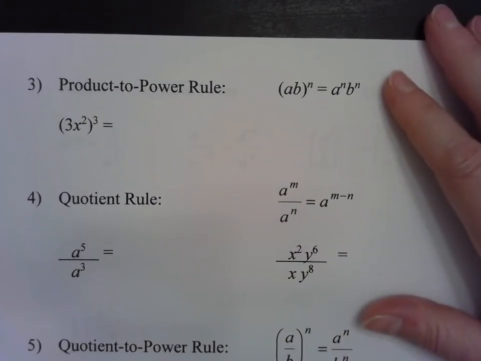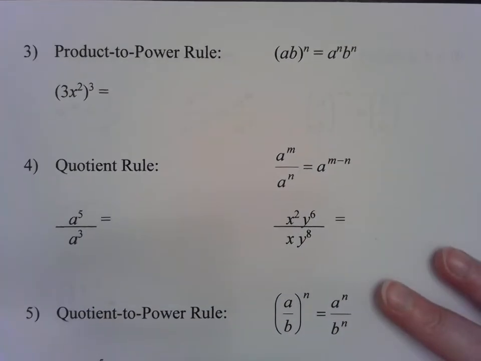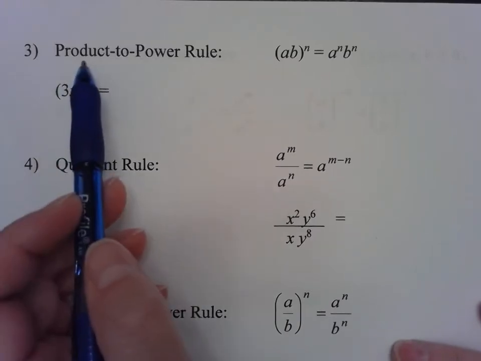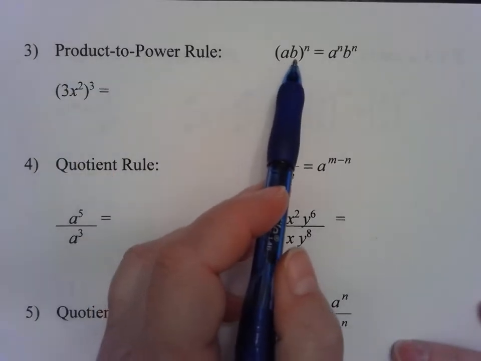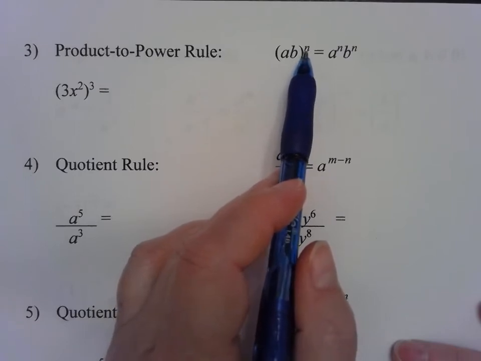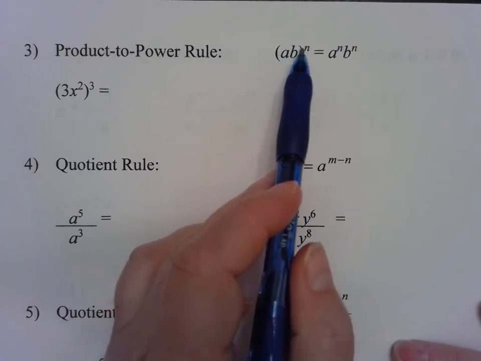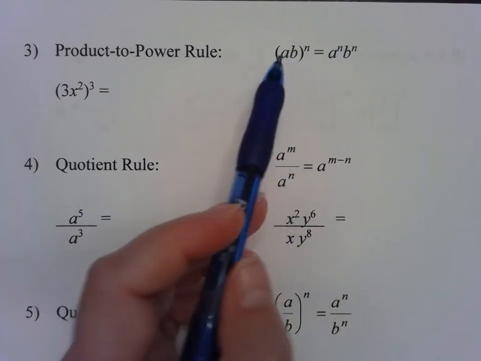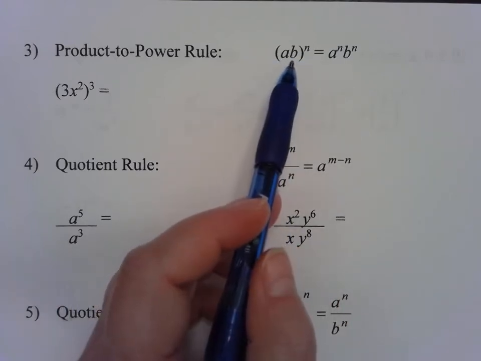The third property is called the product to a power rule. So if I have two things that are multiplied, like a times b, and I want to raise them to an exponent, in a sense, I can distribute that exponent to each part. I can't do that for addition or subtraction, but I can do it for multiplication, and as you'll see in a minute, division as well. Okay?